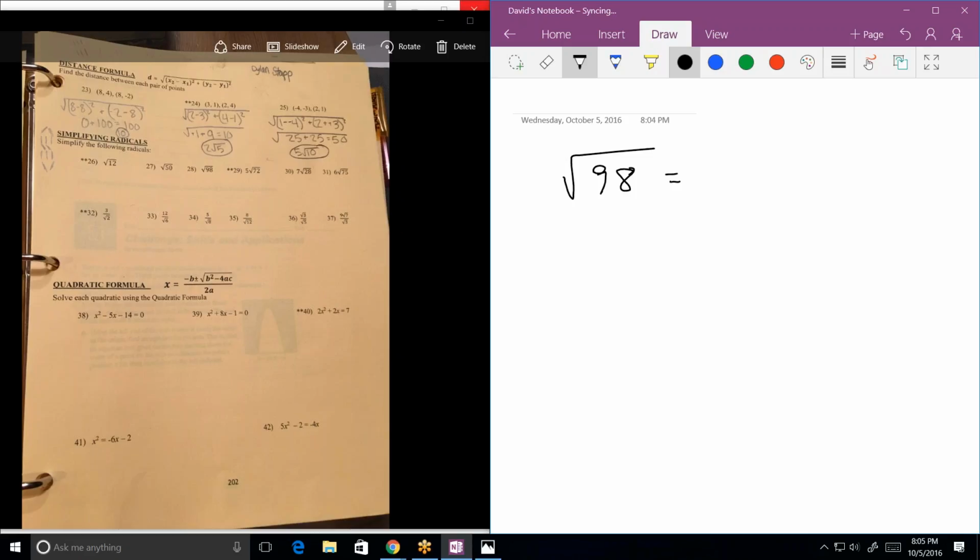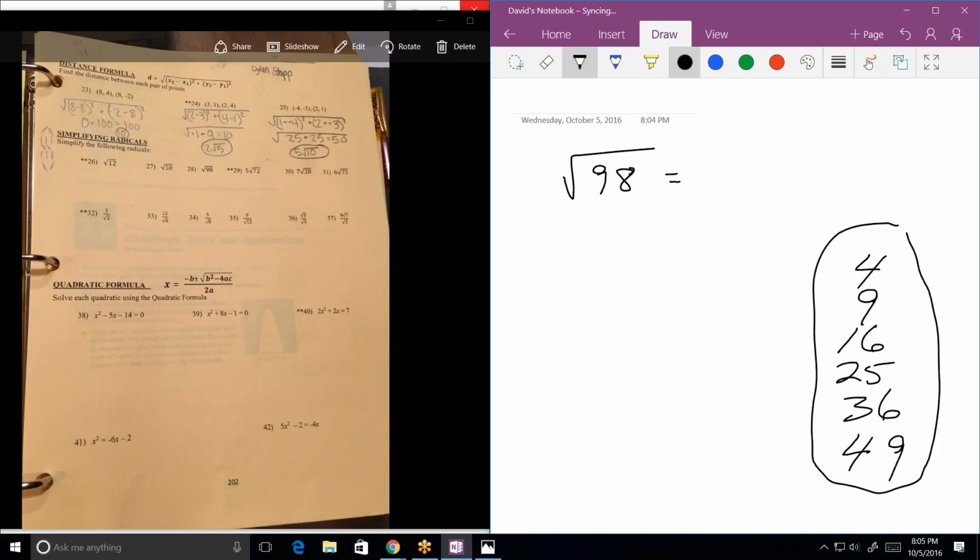Let's list the perfect square numbers. We got 4, 9, 16, 25, 36. Stop me when you see something. Which of these numbers is a factor of 98? 36? No, that won't work. 49 would though. Right. Square root of 49 times square root of 2, which becomes what? Which becomes 7 root 2.